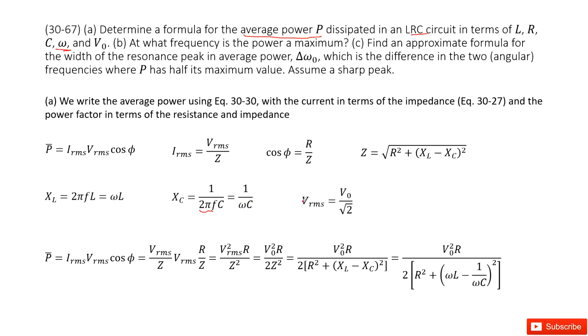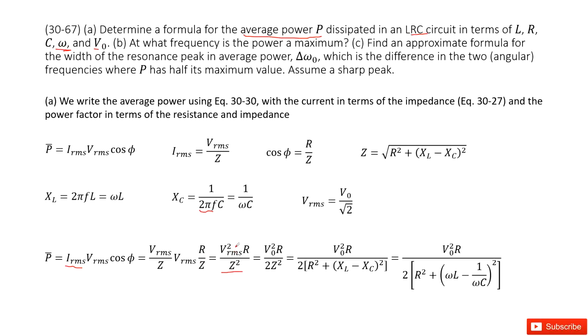Next, you can see there we have the root mean squared voltage, right? But the problem tells you to use V0. So the root mean squared voltage equals V0 divided by square root of 2. Now we come back to the average power P in the RLC circuit. We input the root mean squared current as V rms divided by Z, right? And cosine phi as R over Z.